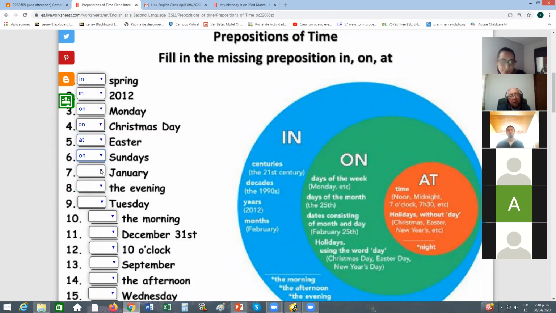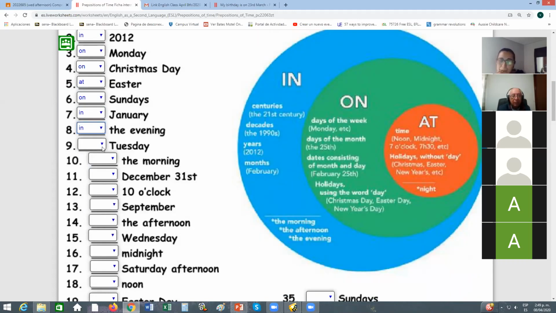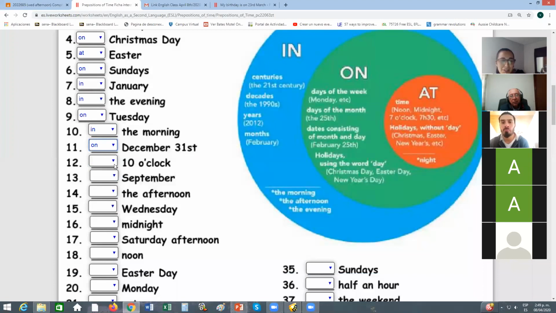January. In January. The month. In January. The evening. In the evening. The 3 moments of the day. Okay, pretty good. Tuesday. On Tuesday. The morning. In the morning. December 31st. On or at? On. 10 o'clock. At 10 o'clock.